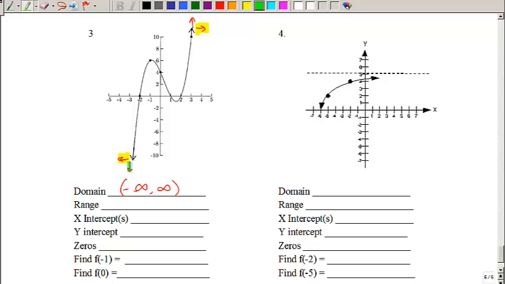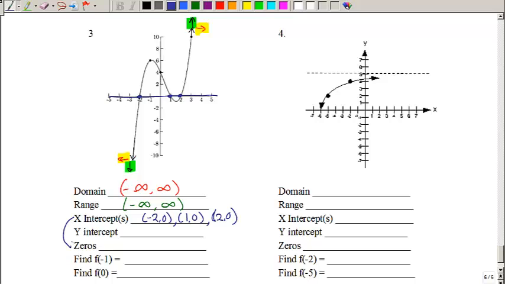Similarly, for my range, I have a down forever and an up forever arrow. So my range is going to be -infinity, positive infinity. For the x-intercepts, and we may have several of these, in this case we do, my graph crosses the x-axis at 3 places: (-2, 0), (1, 0), and (2, 0). You just list all three of those intercepts.